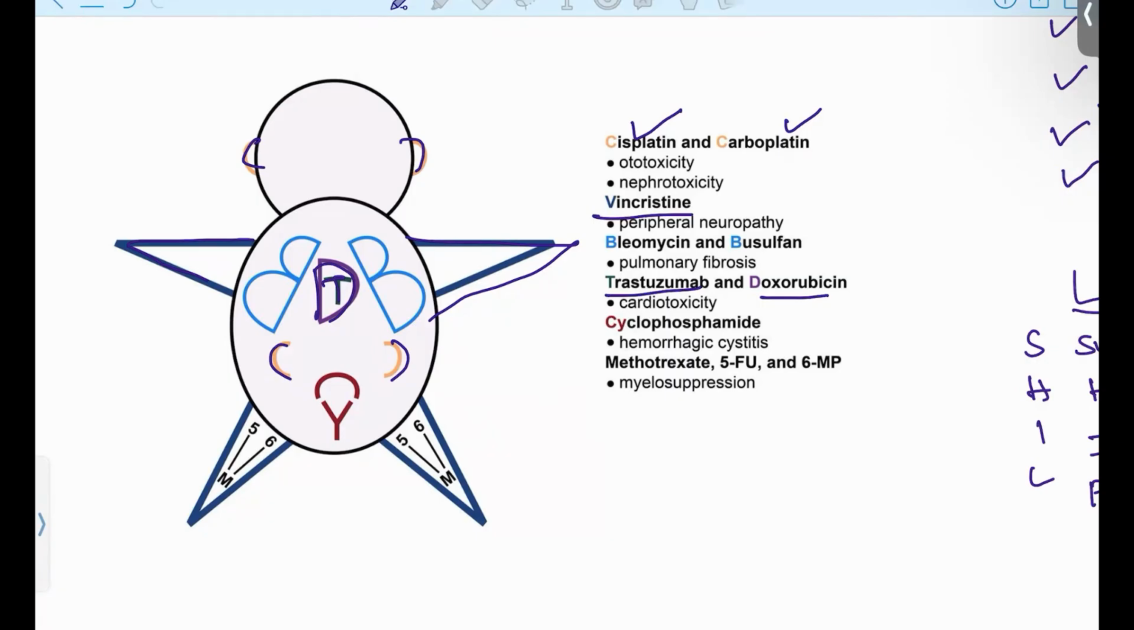Along with that, cyclophosphamide is going to cause hemorrhagic cystitis, right? This is also a commonly asked question. And patients taking methotrexate or 5-fluorouracil, the pyrimidine derivatives, that will be causing myelosuppression.